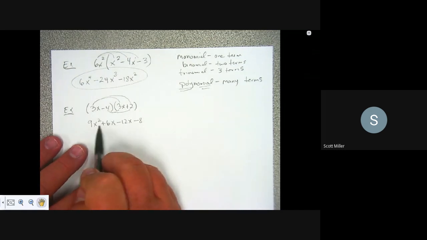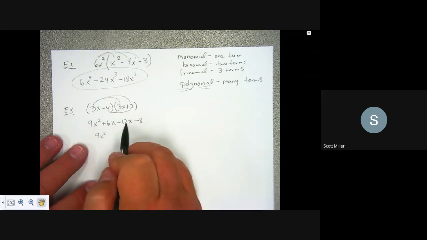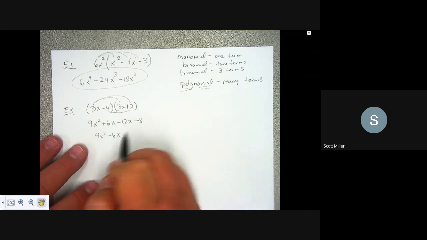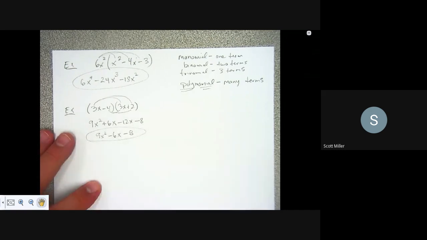Well, there is no other x squared, so this one is done. But I have these two x terms, so I can combine those together as 6 minus 12, which is a negative 6x. And there's no other constant with that one, so it just comes down as your final answer, and there you go.